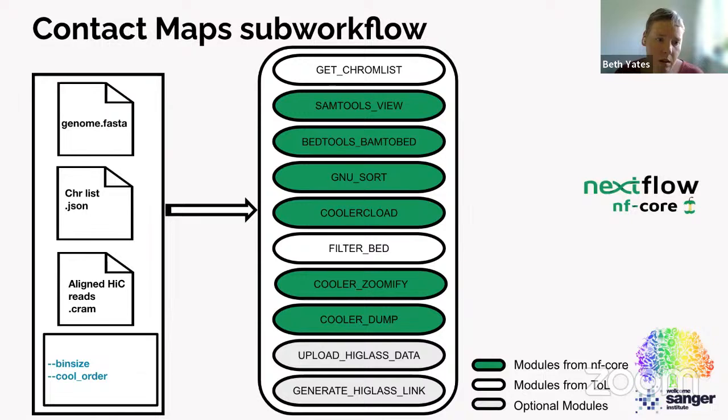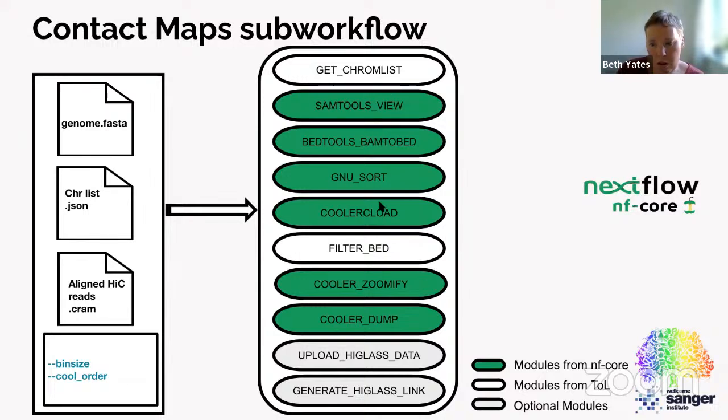So that takes the chromosome list that we've generated earlier in the genome statistics workflow, or if there was one supplied as a parameter, that will come in here. This uses the aligned Hi-C reads from the sample sheet and the genome FASTA from the minus FASTA input. And that runs a series of tools.